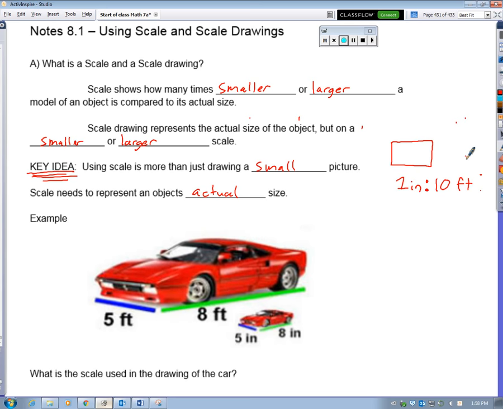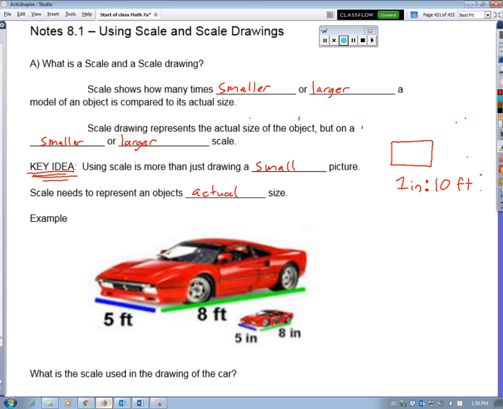Here's our first example. I have a nice model car for you. I'm sorry that your picture cannot be in color there. You can print it off at home if you really want some colored notes. But here's the actual size of our car: 5 feet wide by 8 feet long. Then we have a model image of the car, and our model is 5 inches wide by 8 inches long. Okay, this model is representative of the actual size of the car, like the mirrors, the headlights, the wheels, everything is exactly the same as the real car, it's just a smaller model.